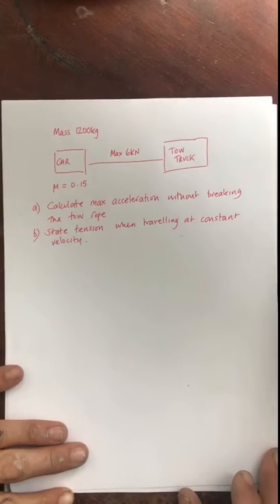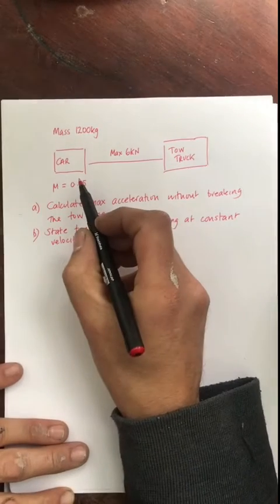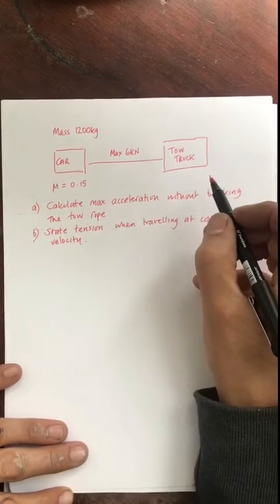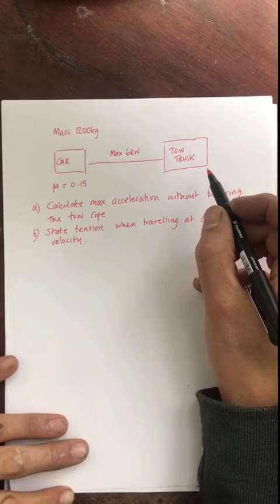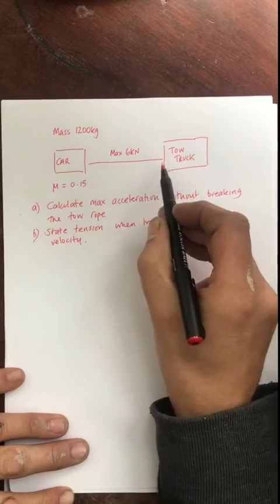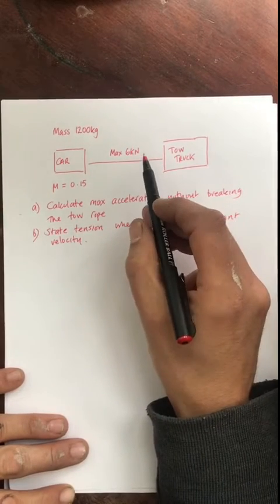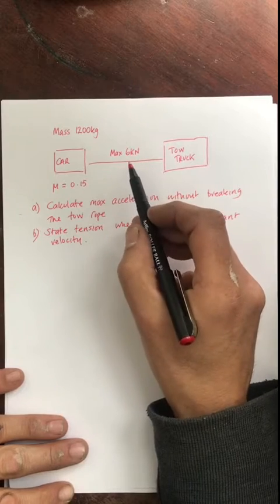Okay, so in this question we've got a car that's broken down at the side of the road. We've got a tow truck that's come to pick them up and tow them home. There's a rope connecting the two, and the maximum load on that rope is 6 kilonewtons or 6,000 newtons.